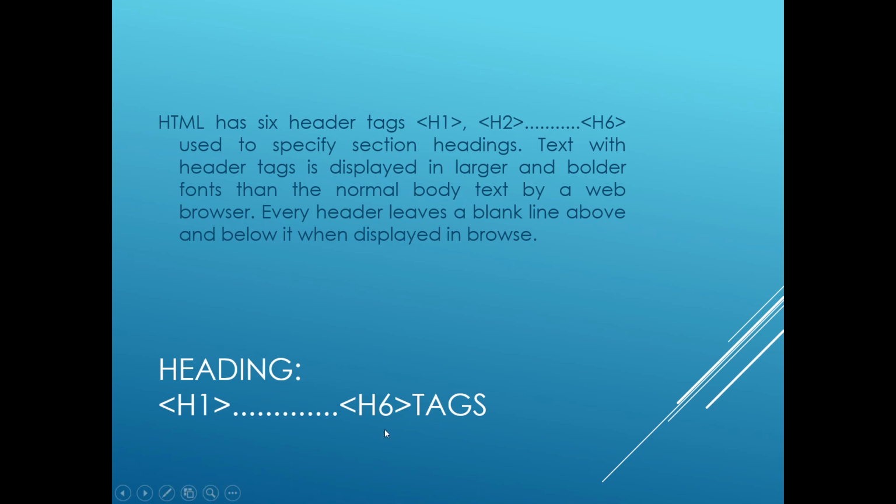We have earlier discussed the HTML tag, head tag and body tag. It's time to discuss the heading tags. There are 6 heading tags starting from H1 and ending at H6. HTML has 6 header tags, H1 to H6, used to specify section headings. Text with a header tag is displayed in larger and bolder fonts than the normal body text by a web browser. Every header leaves a blank line above and below it when displayed in the browser.